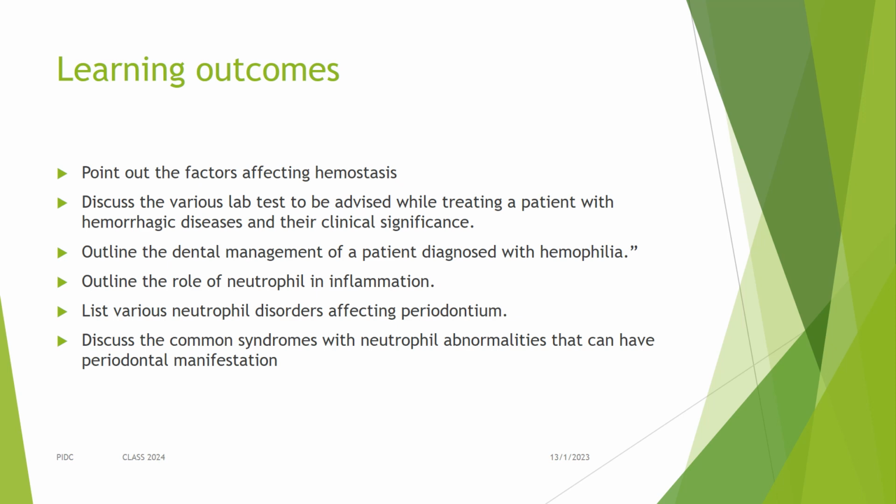Okay, the learning outcomes would be to point out the factors affecting hemostasis, describe the various lab tests which are advised for such a patient, outline the dental management of patients diagnosed with hemophilia. So this is pertaining to the hemorrhagic part. And next, coming on to the neutrophil disorders part, outline the role of neutrophils in the inflammation, list various neutrophil disorders affecting the periodontium, and discuss the common syndromes with neutrophil abnormalities that can have a periodontal manifestation.